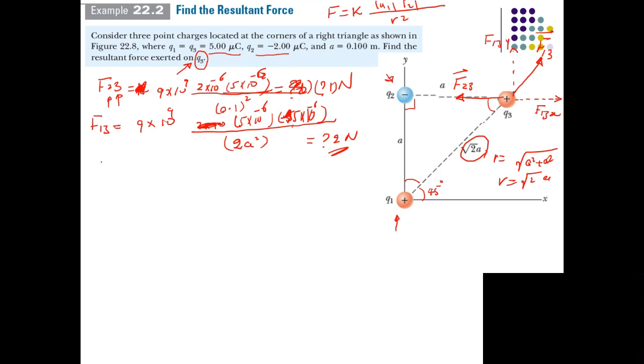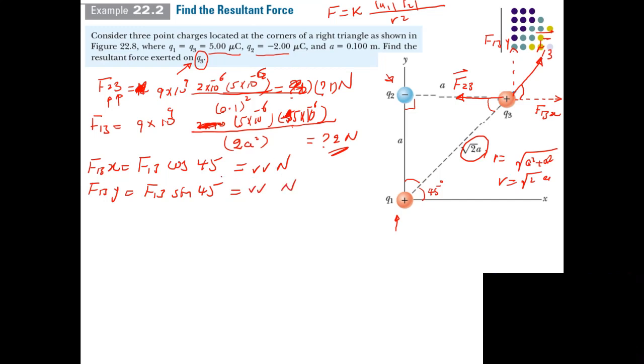So let's find F13x. F13x is simply F13 cosine of the angle, this angle, but this angle simply is 45. So we know this, simply in Newton. F13y is equal to F13 sine of the angle, which is 45. This is going to be another answer in Newton.